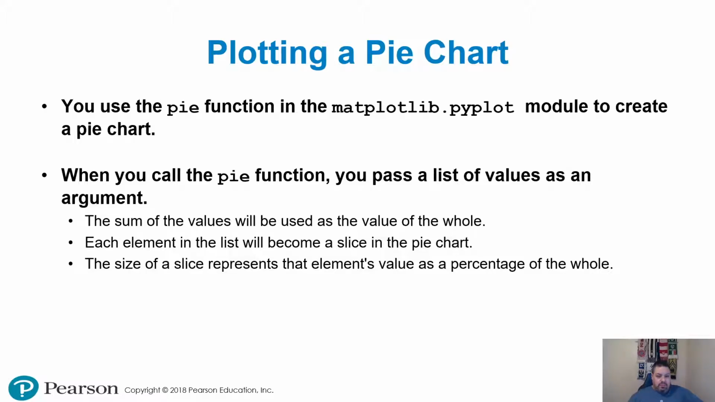You basically call the plot.pie function. And then this is a little different: the sum of all the values. So you're going to pass it a list. Whatever the values in that list add up to is going to be the whole of the pie. And each element will be a slice correlating to that percentage point, since that's what a pie chart is.